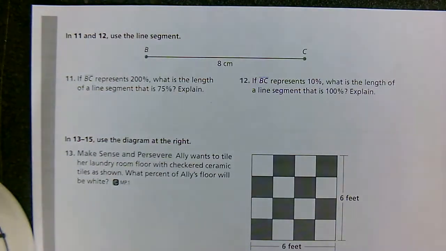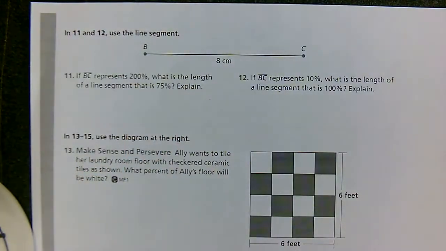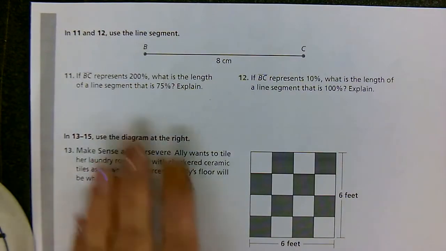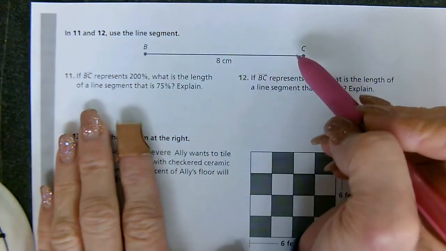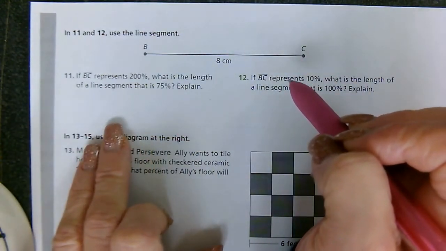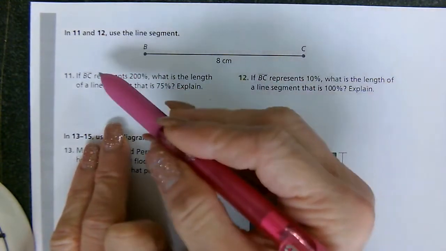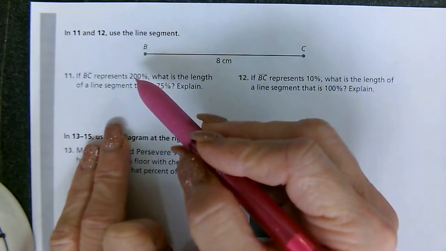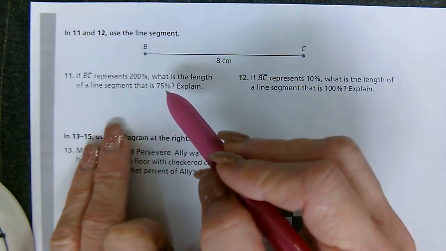Okay, students, we are going to continue with our second set video for 6-1, starting with number 11. You should have a new page put up in your notes to include this information. Now, here it says we're going to use this line segment for numbers 11 and 12, okay? And the good news is that a method I've already taught you will work very well here. It says if BC represents 200%, what is the length of a line segment that is 75%?